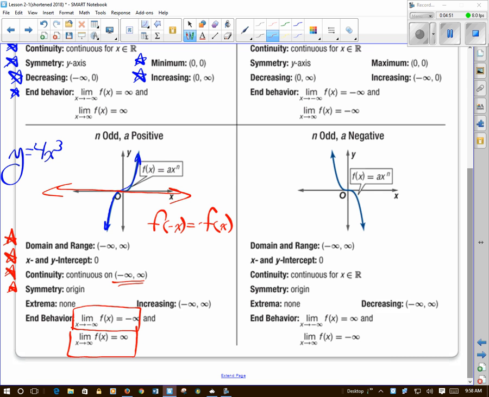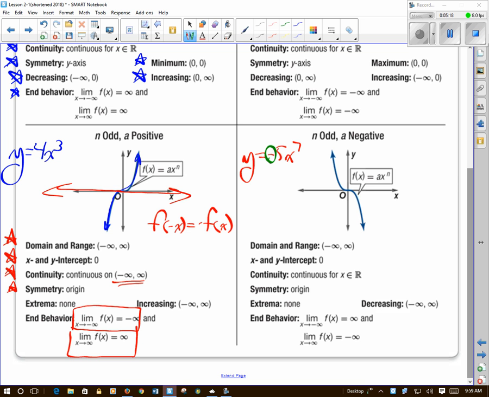Likewise with n odd and a negative, so that might be something like y equals negative 5x to the 7th power. Basic shape is going to be the same, so the negative out in front is going to take what we had in the previous example and flip it over the x-axis.